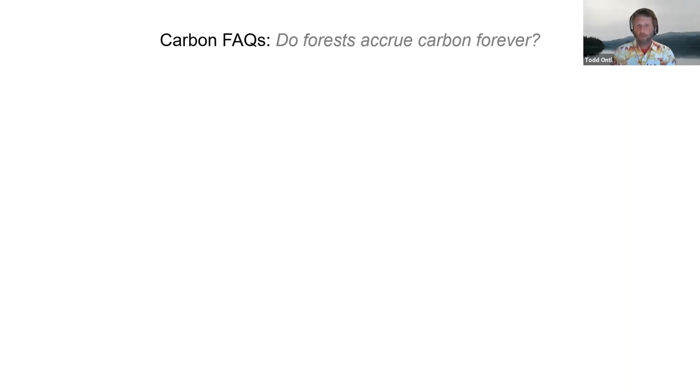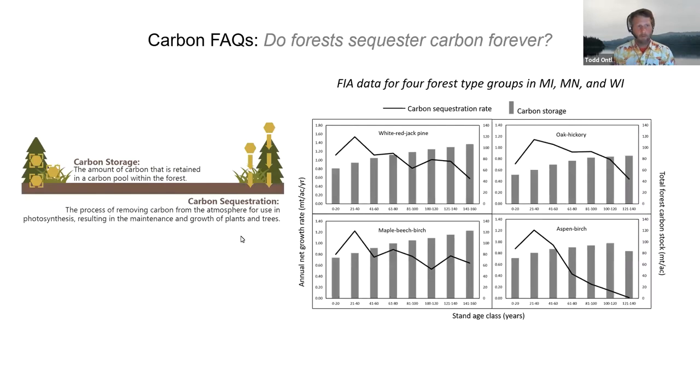So the first question that people often ask is how do forests sequester or accrue carbon over time, and do they sequester carbon forever? Part of that depends upon what you mean by accruing or sequestering. I refer back to that figure that we looked at before. Are we talking about storing carbon, or are we talking about the actual process of sequestering carbon? It depends upon what you mean by that.